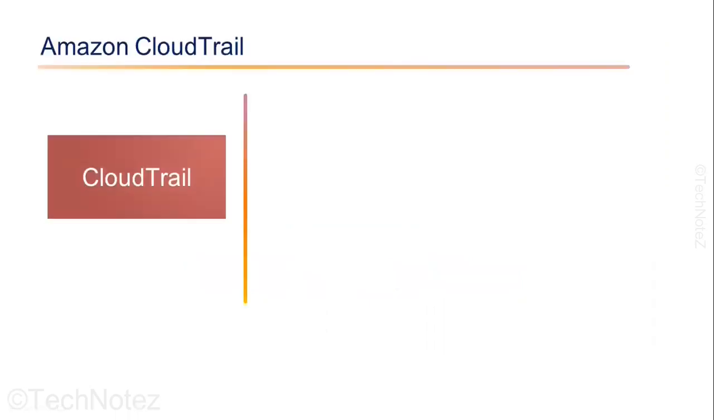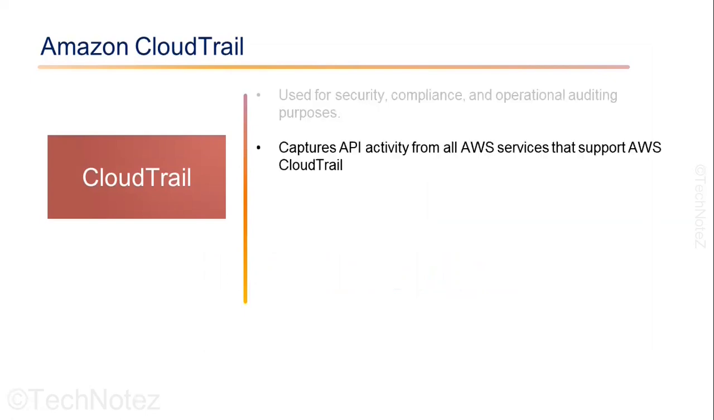AWS CloudTrail enables you to log, continuously monitor, and retain account activities. This is useful for auditing and compliance purposes as well as for troubleshooting. CloudTrail can be used for security, compliance, and operational auditing purposes. CloudTrail captures the API activities from all AWS services that support AWS CloudTrail, including S3, EC2 instances, AWS Lambda, and many other AWS services.